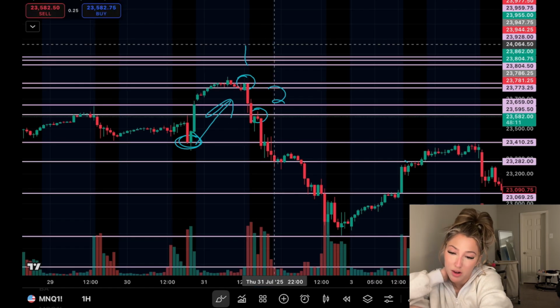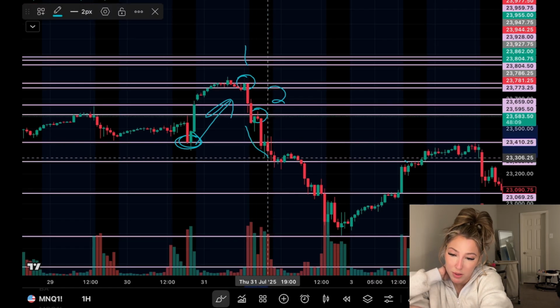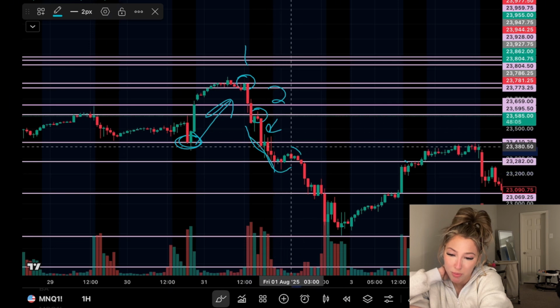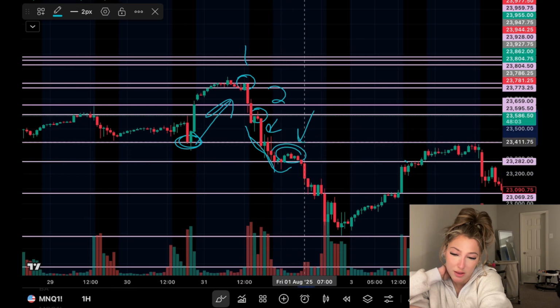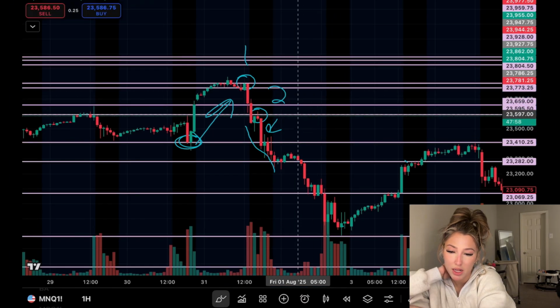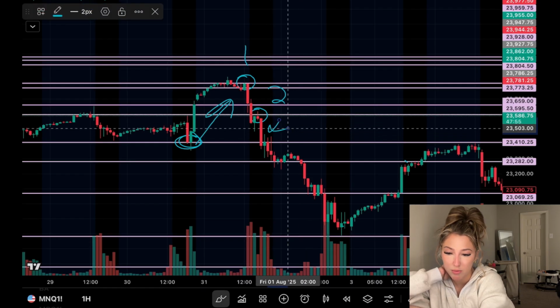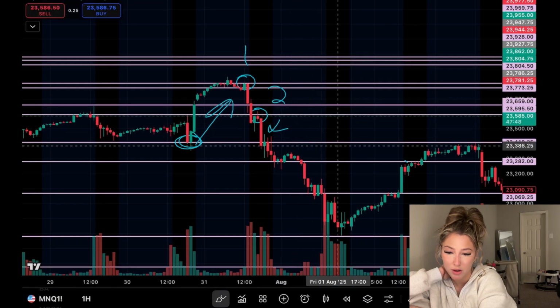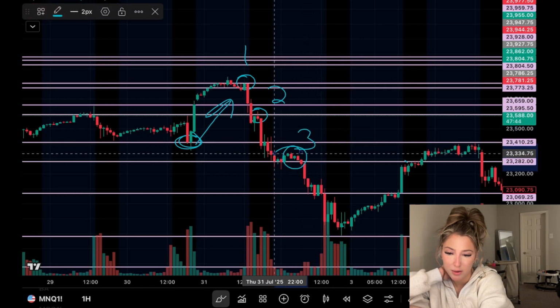Okay, let's go find our next one. I don't really count that one. Oh, here's a peak. This is lower than this one, so we just made a lower high. Again, you could count this one, whatever, but this could be 3, and then this one could be 4. I wouldn't count that one. I mean, it still works. This one to me would be 3.